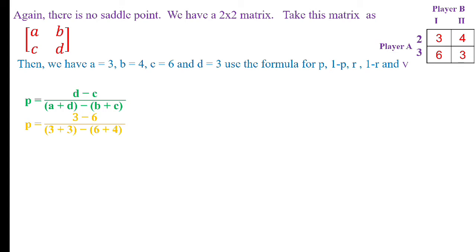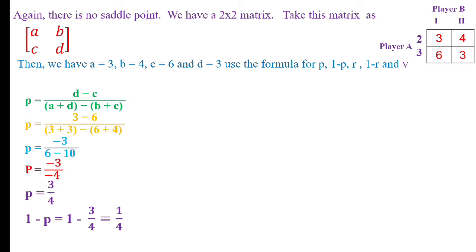Now we use D value 3, C value 6: 3 minus 6 divided by 3 plus 3 minus 6 plus 4. So 3 minus 6 is minus 3, 6 minus 10 is minus 4, which simplifies to P equal to 3 by 4. Similarly we can find 1 minus P equal to 1 minus 3 by 4 equal to 1 by 4. This is the way we can find out the player A strategies.